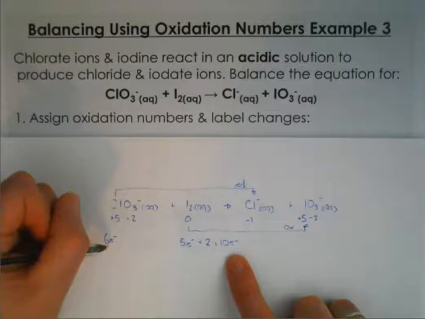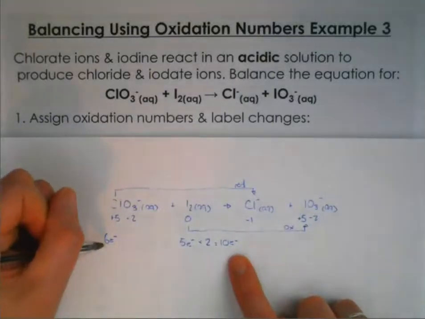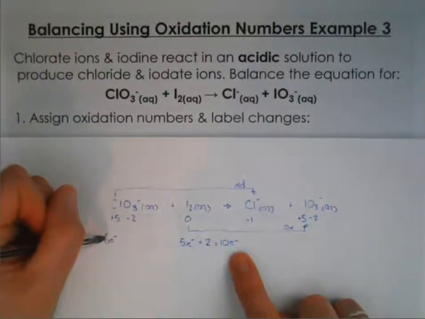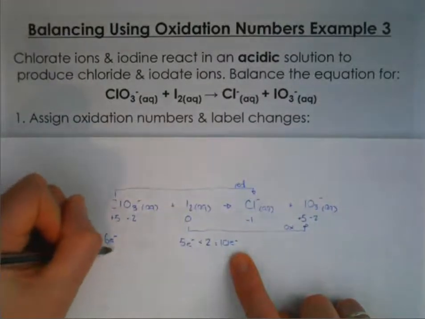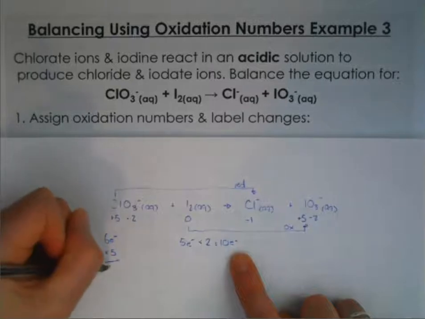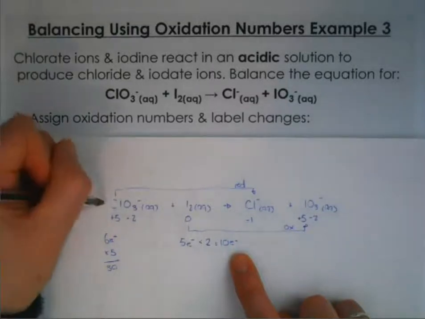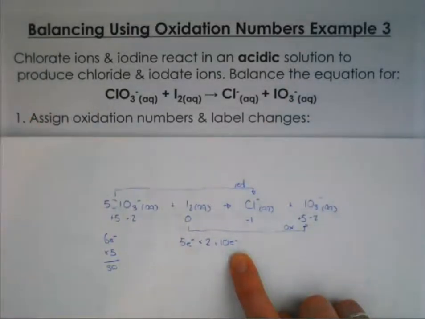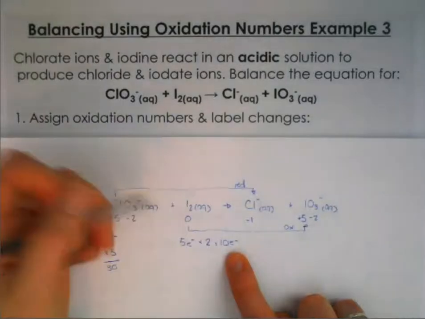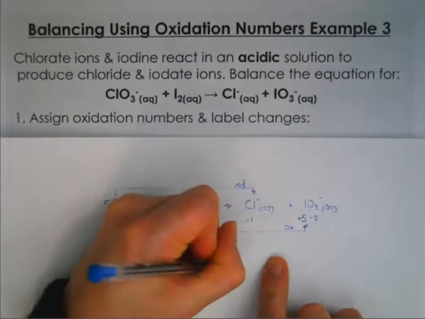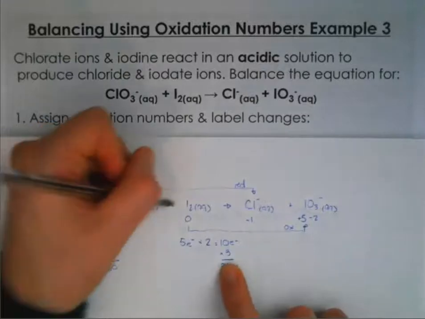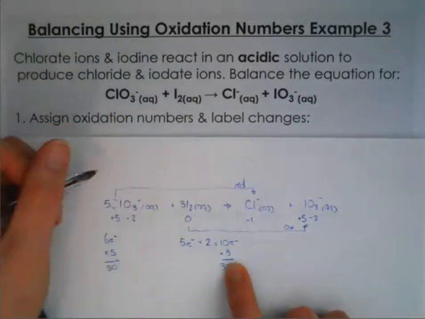So now we want to balance these values. So we want to have the same number of electrons being transferred in each. So for 6 electrons and 10 electrons, the lowest number they both go into is 30. So 6 electrons times 5 will give us 30. So our coefficient for the chlorate ion is 5. And for 10 electrons, we would need to multiply by 3 to make 30 electrons. And so that's going to be our coefficient for iodine.